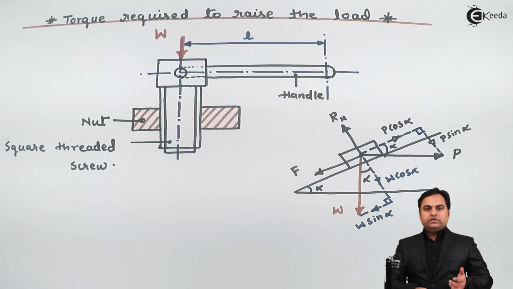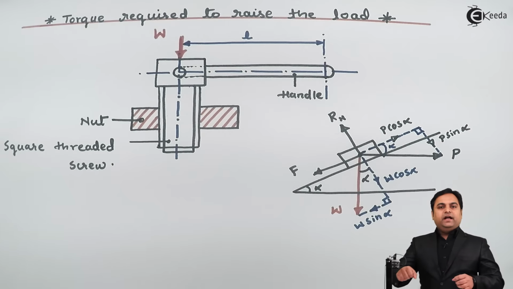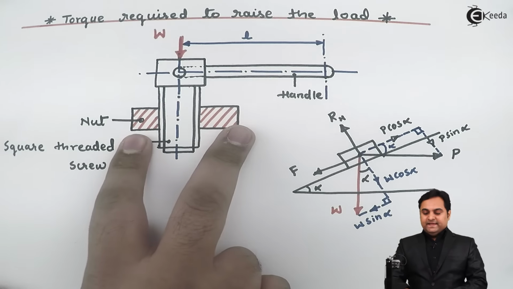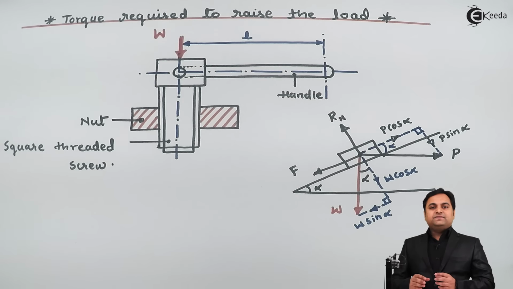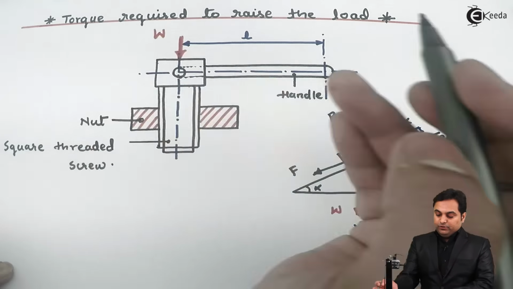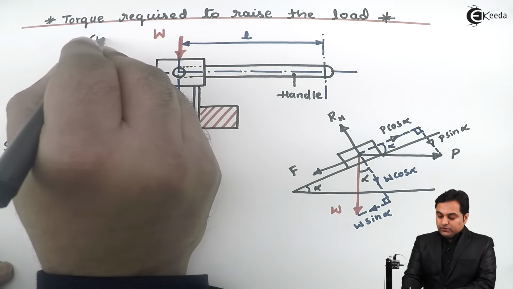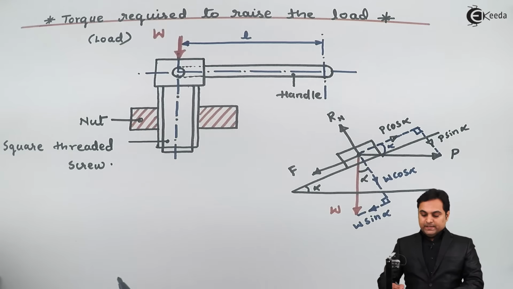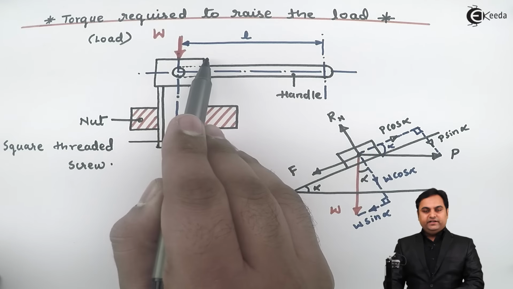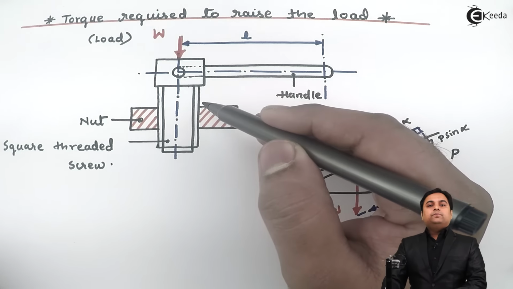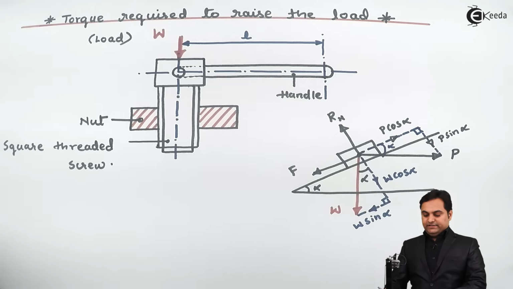So how this works is that we have to rotate the handle, and once we rotate the handle, the screw rotates inside the nut, and this mechanism is used to lift heavy loads. Here, as I have denoted by W, this is the load which we want to lift by this square threaded screw. So we will keep the load over this head and then start rotating the handle. And when the screw rotates, it would be pushing the load in the upward direction.